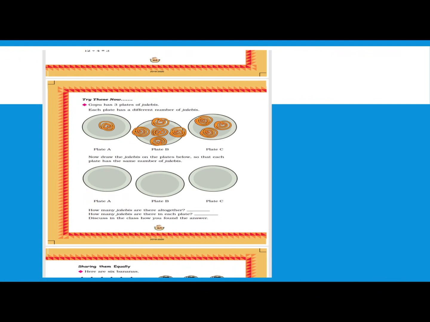And again there are 3 plates. So how many jalebis are there altogether? 9. How many jalebis are there in each plate now? In each plate, that means 3 jalebis can be put. So discuss in the class how you have found out the answer. That means 3 3s are 9. If each plate will contain 3 jalebis, then total will be 9.